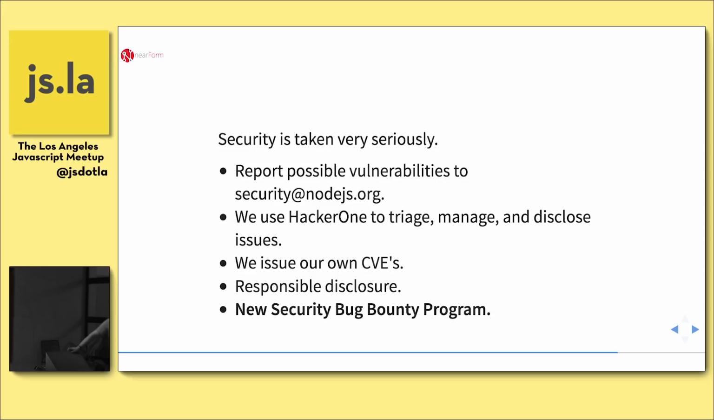Security is taken very seriously. This one's important. We have a responsible disclosure process, which means if you find a security bug, you report it to us using this security@nodejs.org address. It goes to, I think, 5 of us right now. I'm on the security triage team. A few other people are.